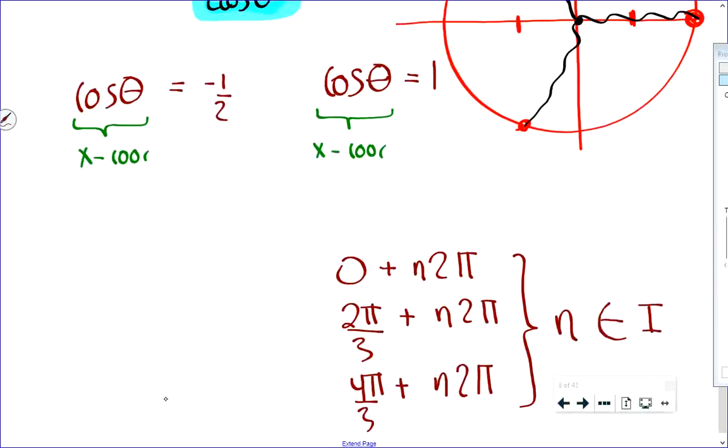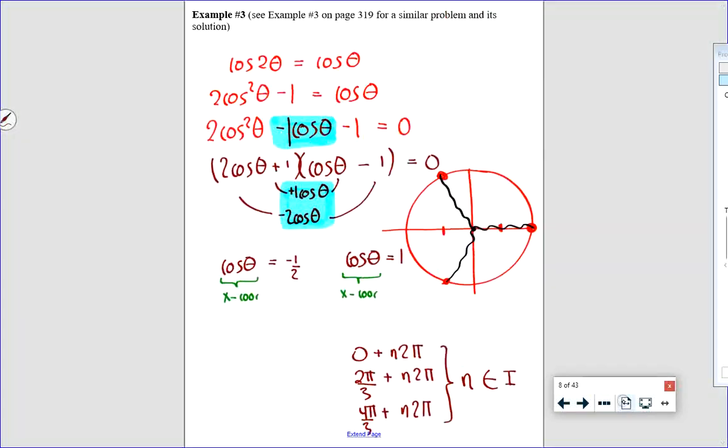So before I finish this one off, because there's one other little detail that I want to talk about, does anybody have any questions about the connection between the solutions that I have written at the bottom here and the diagram showing the unit circle? Okay.